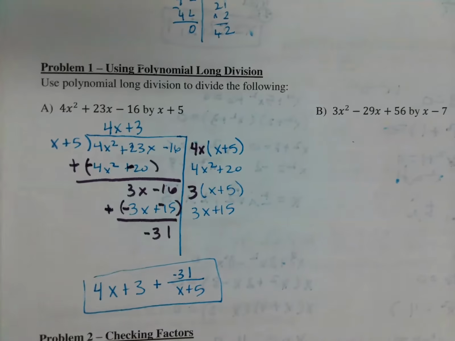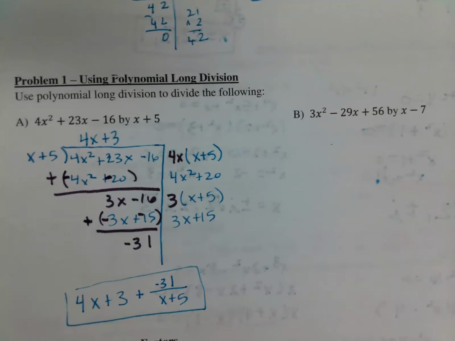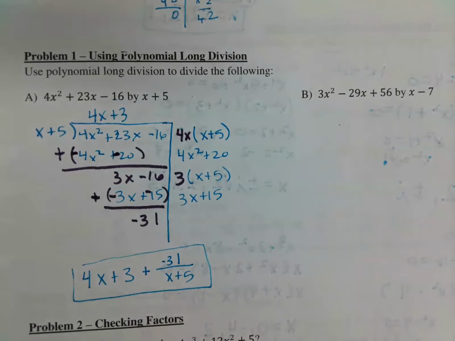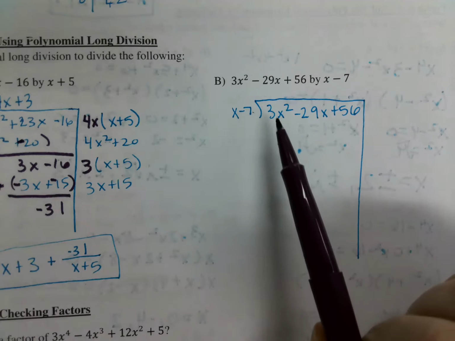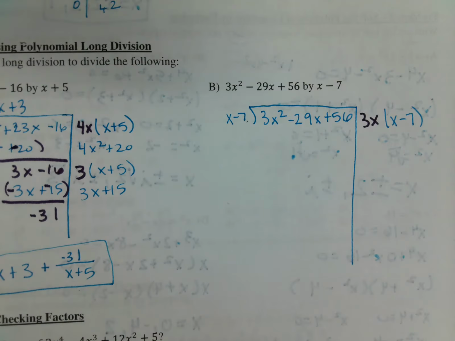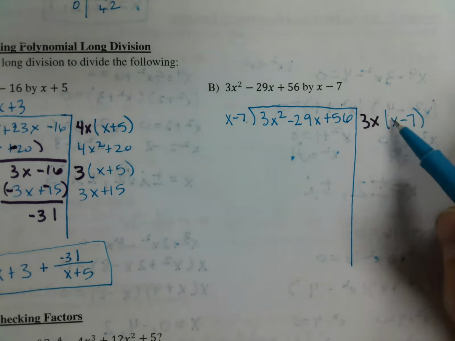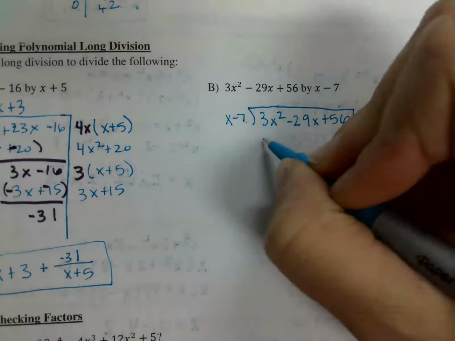Right now I want you to pause the video and I want you to try to set up your first, what it should look like. So same type of thing over here. So this is what it should look like. Your first thought process is, what can I multiply this by to get 3x squared? So I want you to come up with that now. You should have gotten 3x. So again, you multiply these two together. I get 3x squared minus 21x.